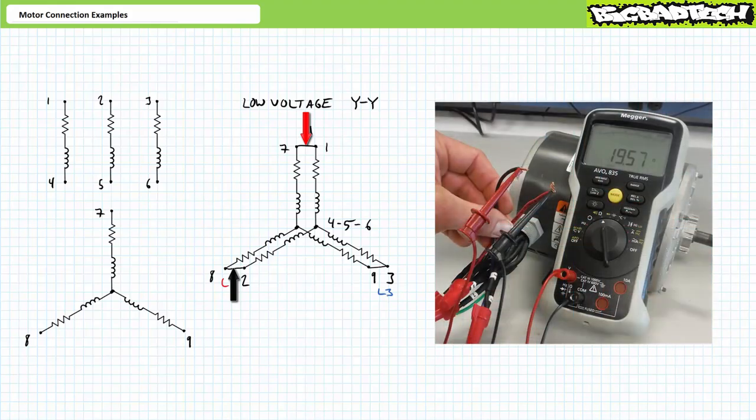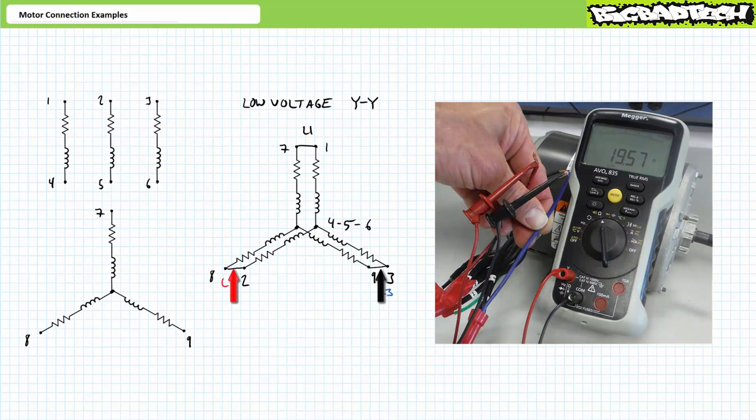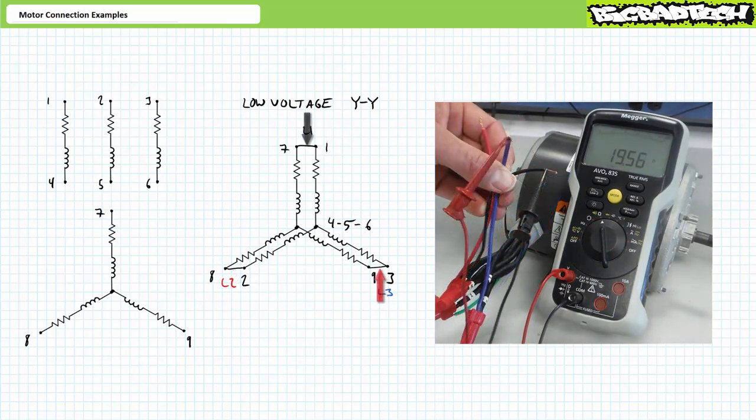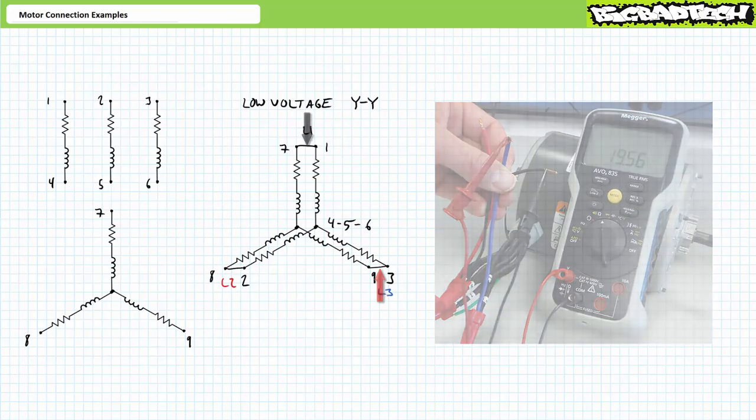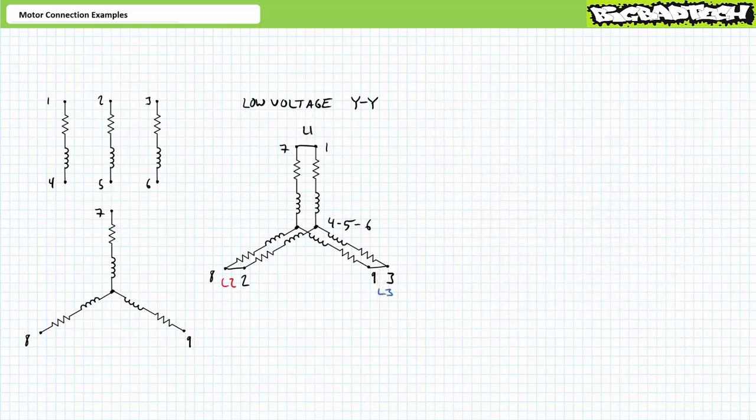An ohmmeter between conjoined terminal 1-7 and 2-8 does indeed see a resistance of roughly 20 ohms, as we might expect. The same observations can be made about points 2-8 to 3-9 and 3-9 back to 1-7. An ohmmeter between conjoined terminals 2-8 and 3-9 does indeed see roughly 20 ohms, as does an ohmmeter between conjoined terminals 3-9 and 1-7, as we might expect. I'm reasonably confident we properly wired this 9-lead Y-configured motor in the low-voltage YY configuration.